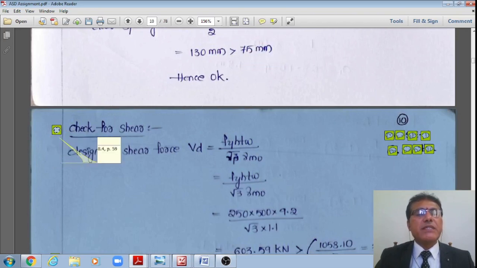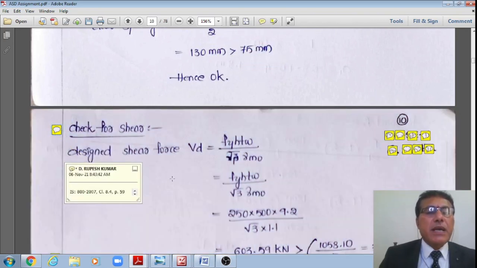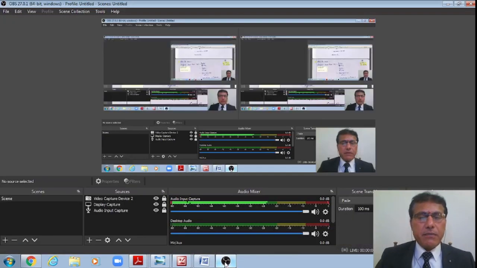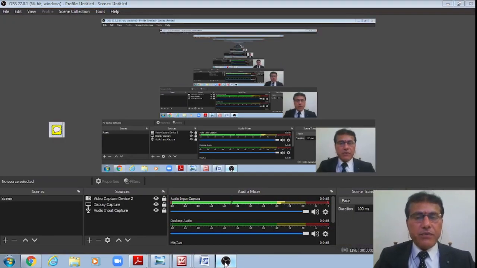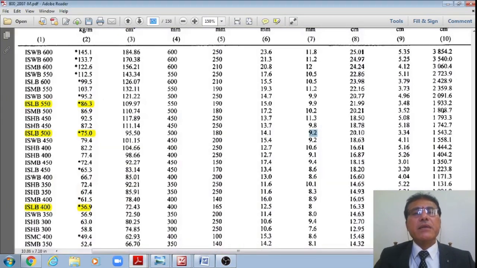Similarly, what is the next check? Next check is a check for the shear as per IS 800 2007, clause 8.4, page number 59. Therefore, if I go to this page number 59, student, let me go to this 59. Yes, 59, right?